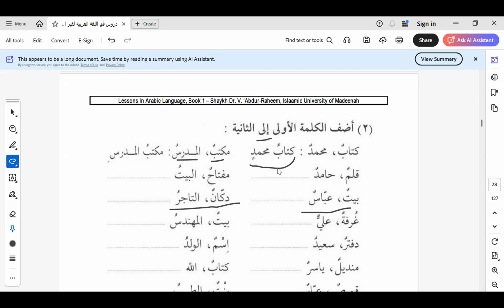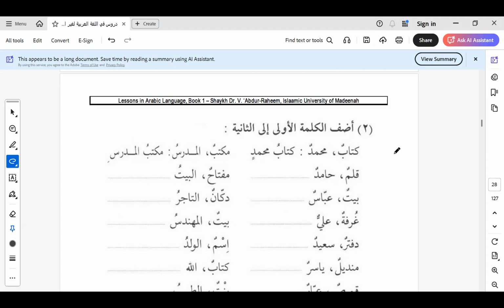Baytun Abbasin. Okay, is it going to be Baytun again? Baytu. Okay, so yeah, Baytu what again now? Abbasin. This ba has a shadda. Baytu Abbasin. Baytu? Abbasin. Yes. Baytu Abba. The ba has to be a little longer. Baytu Abbasin. Okay, now let me show you something.